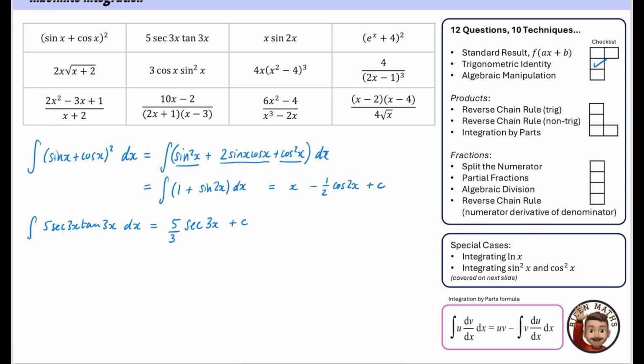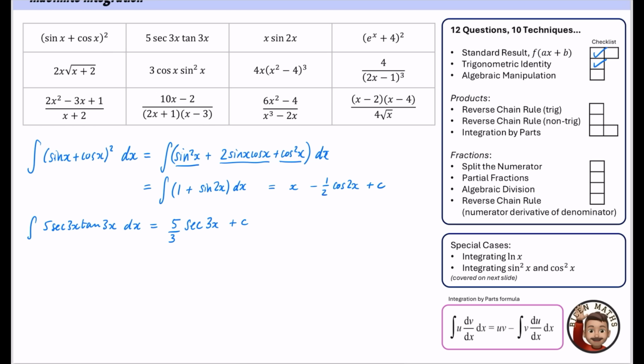Now, I probably should have said this at the beginning. When you think about integration, it used to be called anti-differentiation. So we're always trying to think what differentiated to give me this answer. So I should tick off the fact that this was a standard result, just one of the standard things we should know.